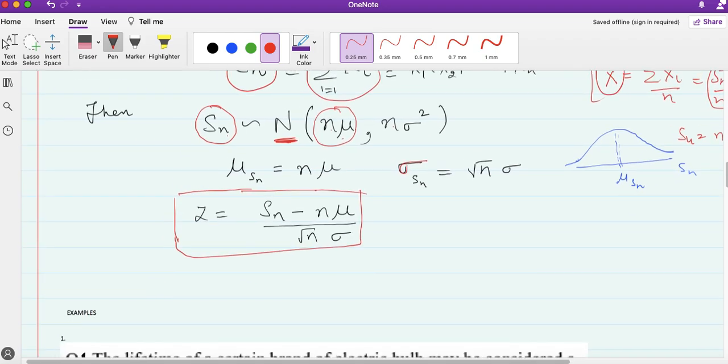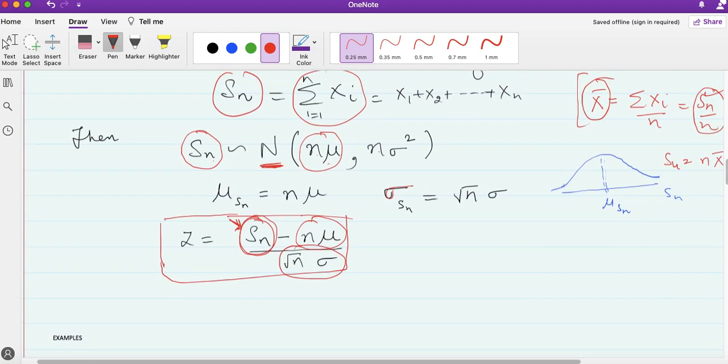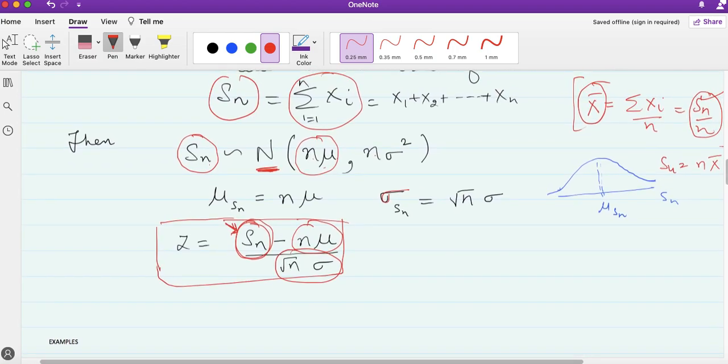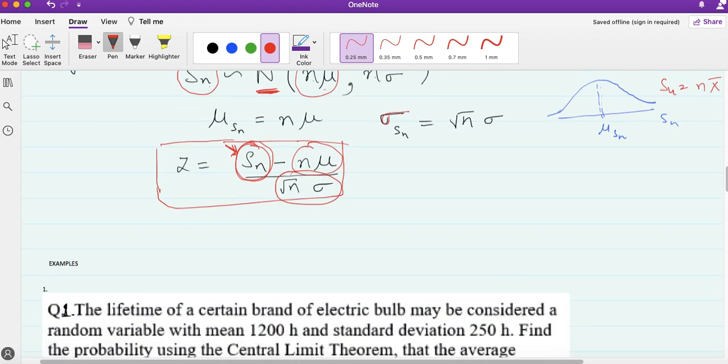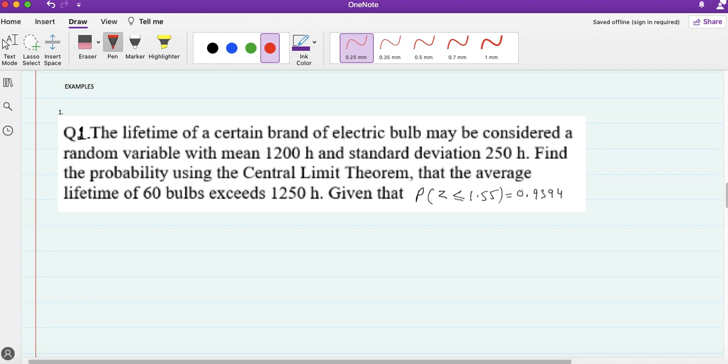So in the same manner, if we want to solve questions which are based on sum, we can rewrite our z in the new way, wherein we need to remember that my entity is Sn, the mean will be n into mu and the standard error will be root n times sigma. When we take up examples, I have considered three categories of examples. One is for x bar, second is for Sn, and the third one is where n is to be calculated. So let us see one by one.